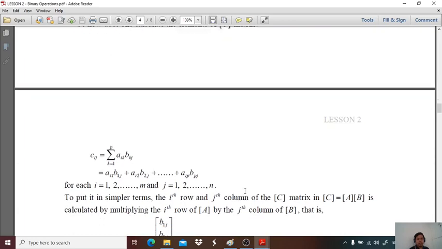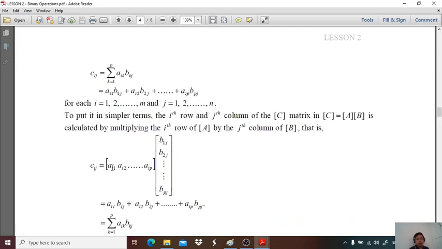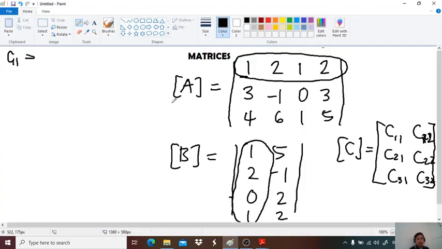So that is the summation of A11, B11, and so on. So that is rows times columns: rows of A and columns of B. So let's try this. So that is the sum of products. Sum of products.